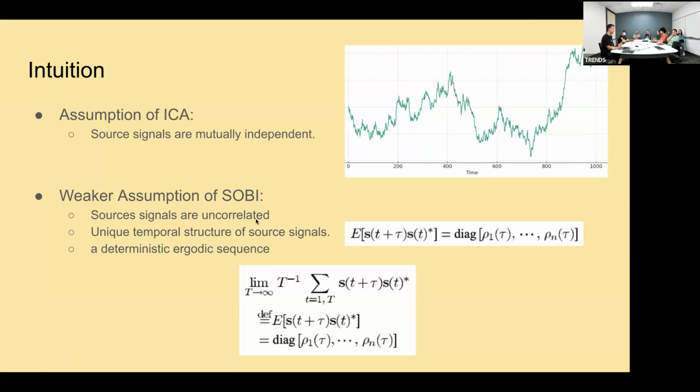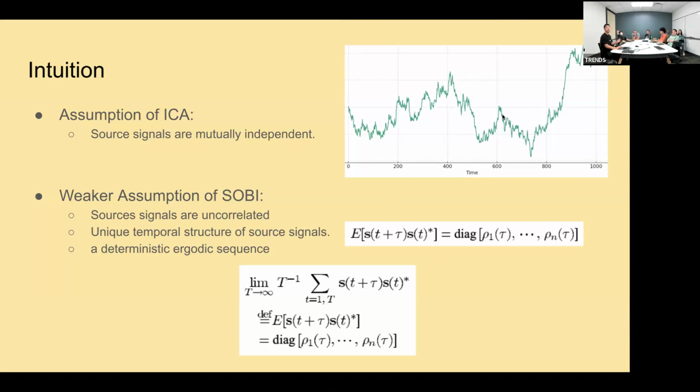And what SOBI assumes is that the signals are uncorrelated and also have a unique temporal structure of sources. This kind of assumption is really powerful when you're separating signal-like data. When you have spatially correlated data, it will fail a lot. Uncorrelated means the covariance is zero, so they do not have a linear relation in space. But the temporal structure involves a time lag.